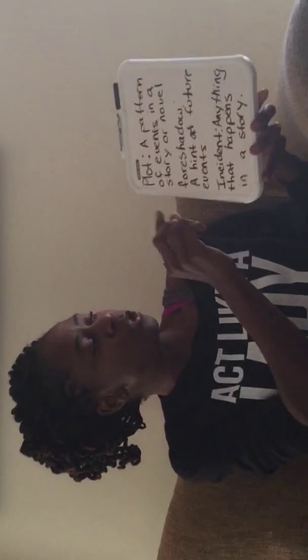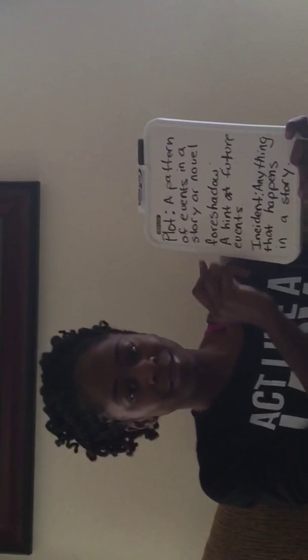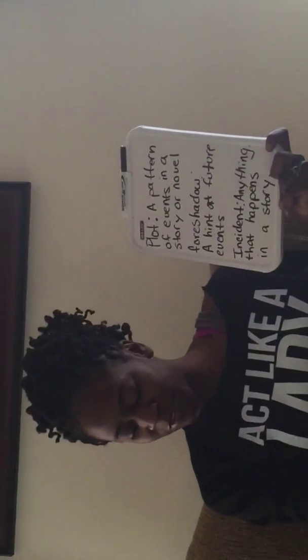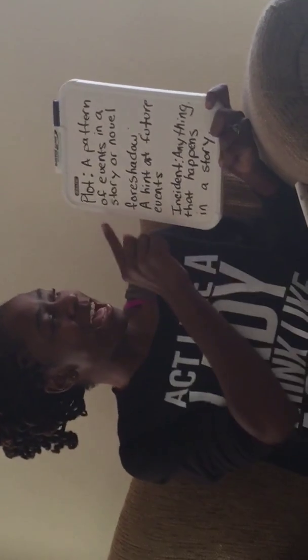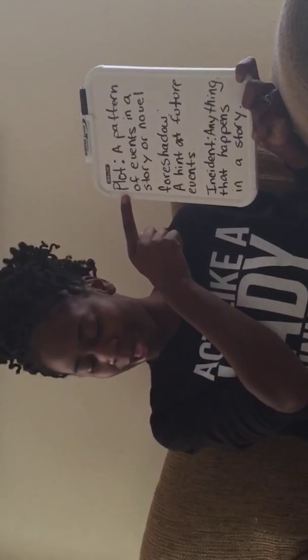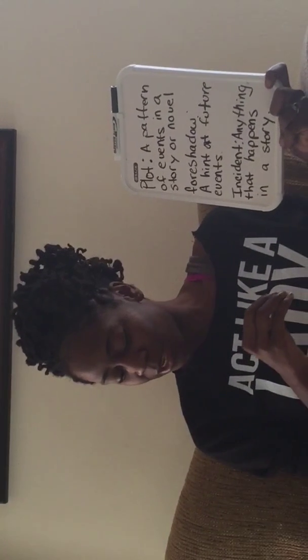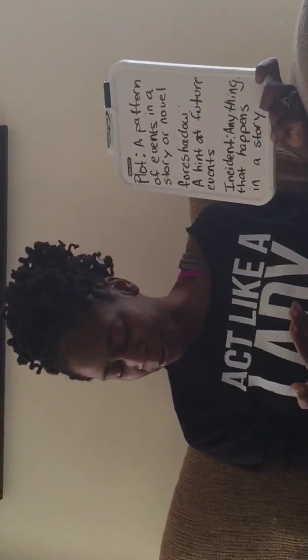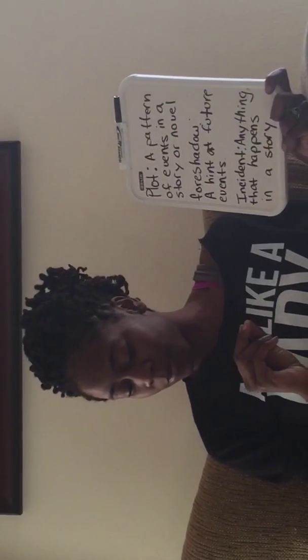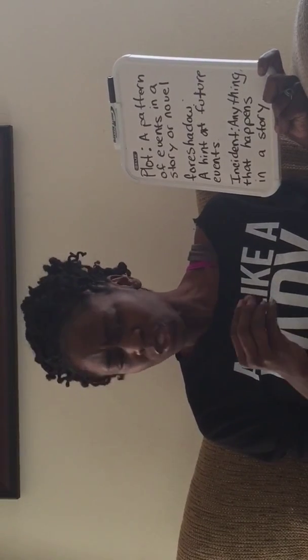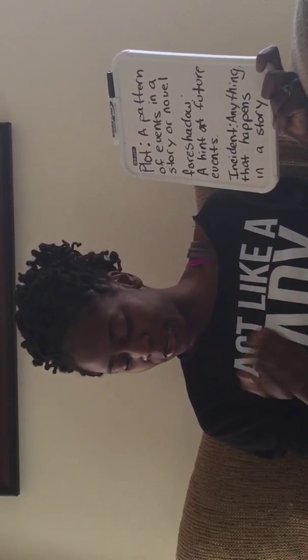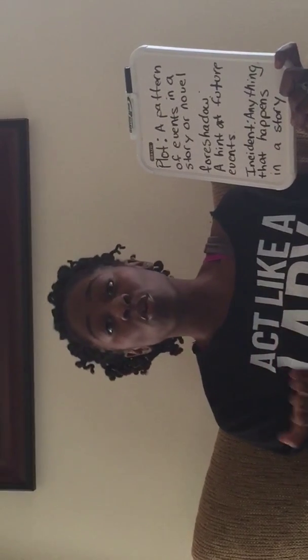So the first word I want you to understand is the word plot. A plot is a pattern of events in a story or a novel. So an author writes a story by linking events or incidents to form this type of pattern. The incidents stem from actions the characters take or from outside forces. So some events cause other occurrences, like an action or a reaction.